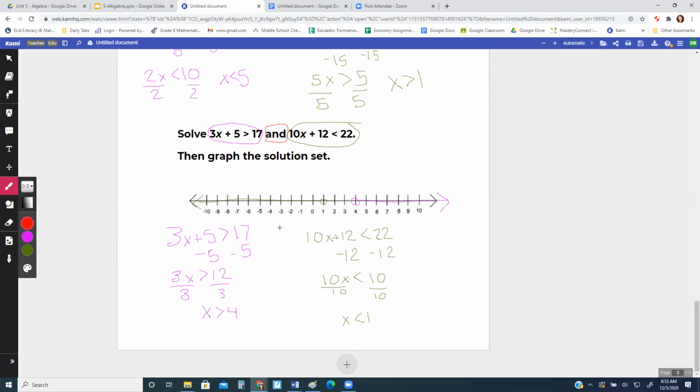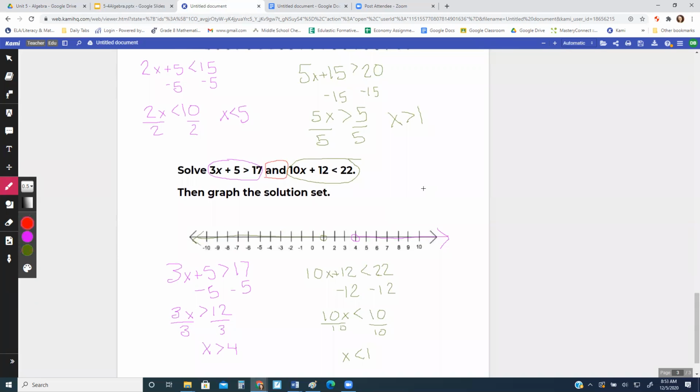So what's my solution? Well, I don't have one. This is the sign that means no solution. There is no solution set for this. I don't have x such that x blah, blah, blah. I just have no solution. There is nowhere in the universe that it's going to be true for both of these. It's not ever going to happen that it happens for both of these.